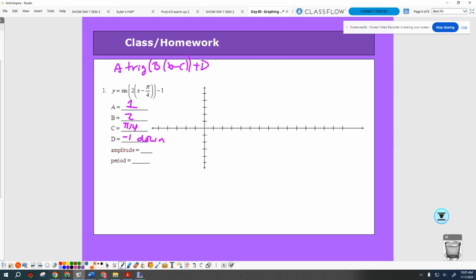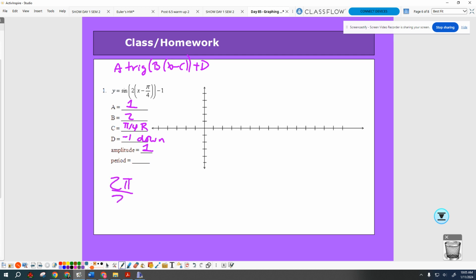and the D. X minus pi over 4, shifted left or shifted right? To the right. The amplitude is the absolute value of the A value, so the amplitude is 1. What is the period of this equation?